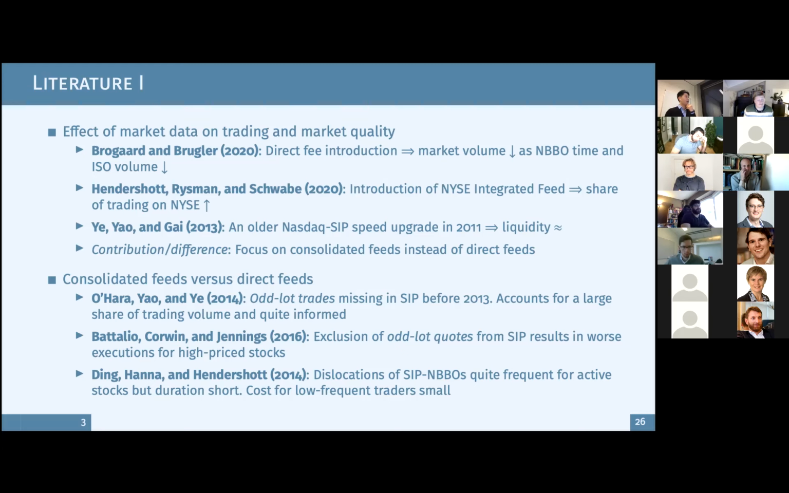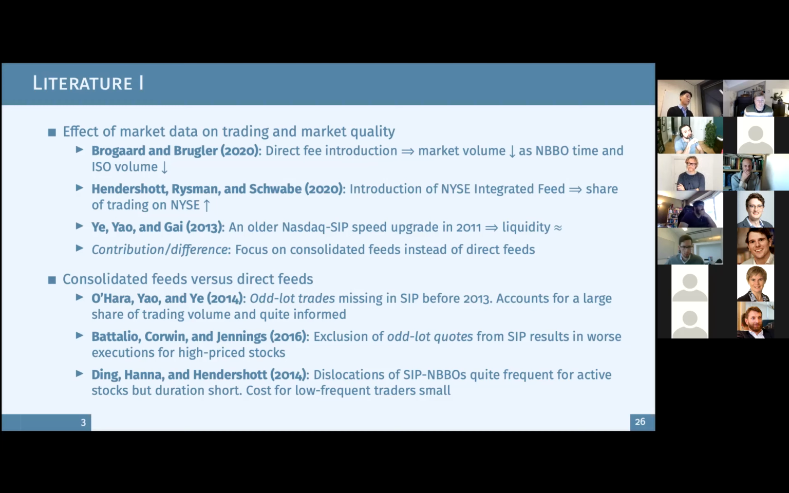also drop. And the second paper by Hendershot, Riordan, and Schwab also looks at the direct feed, but they look at the introduction of the LYCE integrated feeds, and they show that after the feed introduction, the share on LYCE increases. And perhaps a relevant paper is by Ye, Yang, and Guy. They look at an older speed upgrade in 2011. They also found that liquidity doesn't change, but they don't really look at how the speed upgrade affects the trading behavior and the latency activities.